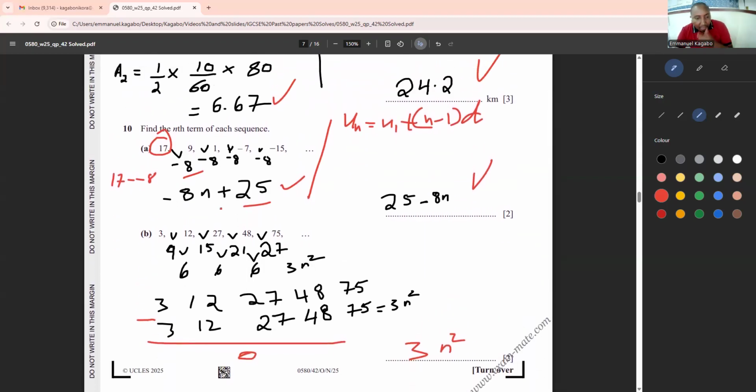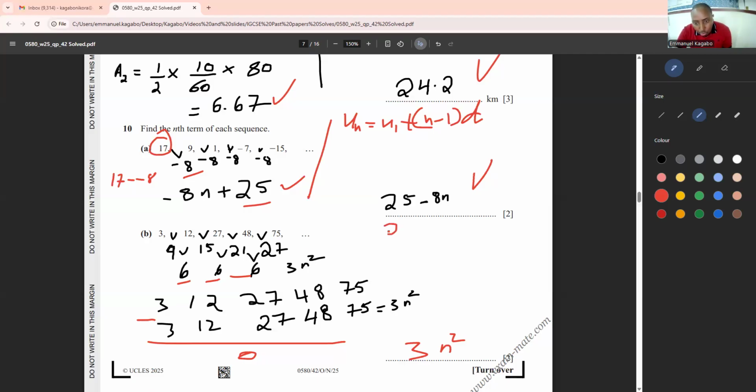Second question. Now, as I've said in question 10A, when you do the first difference, it is not the same. Now, are the sequence square numbers? No. Are they cube numbers? No. Do they have a common ratio? No. So find the second difference. Now, when you find the second difference, you're going to have 6, 6, 6. So if the second difference is the same, it means it's going to be a quadratic sequence.